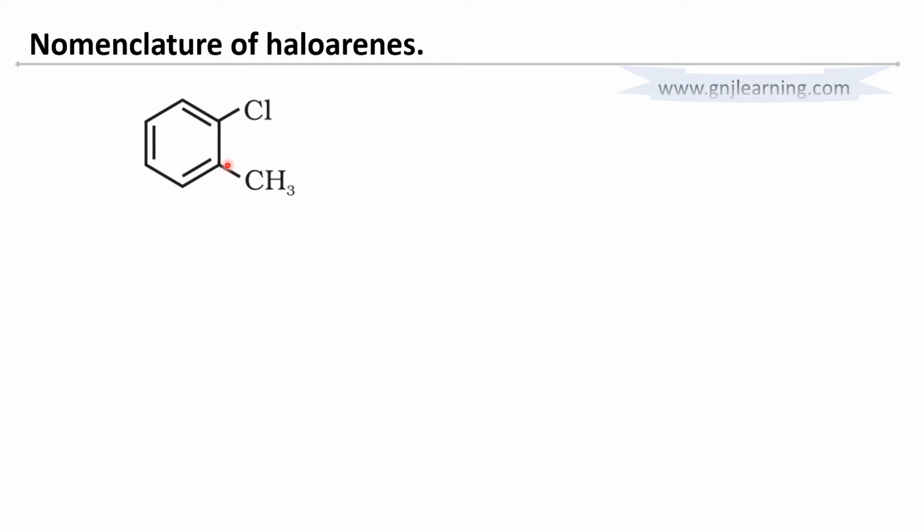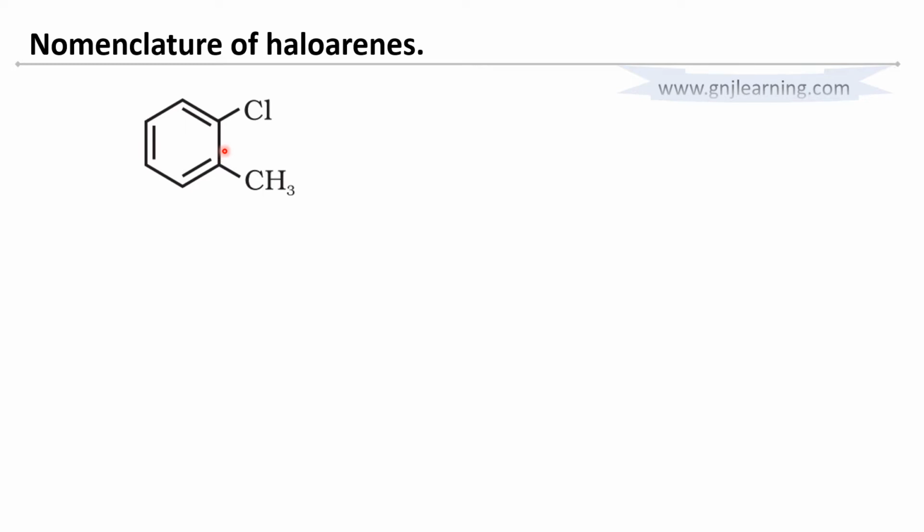So this type of naming is adopted in the trivial method. In IUPAC, ortho, para and meta names are not accepted. So ortho, para and meta positions are used generally when the naming is in the trivial method, that is, if it is a common naming. Clear? So which carbon is to be chosen as the first carbon?